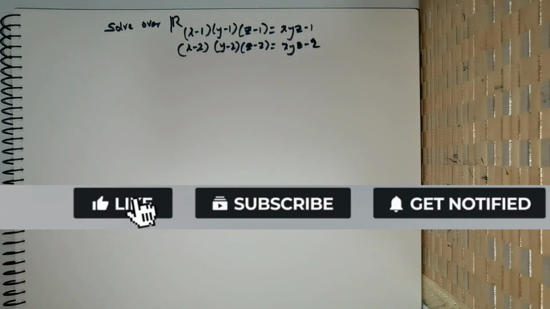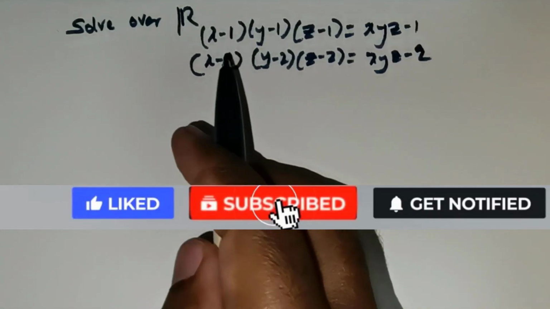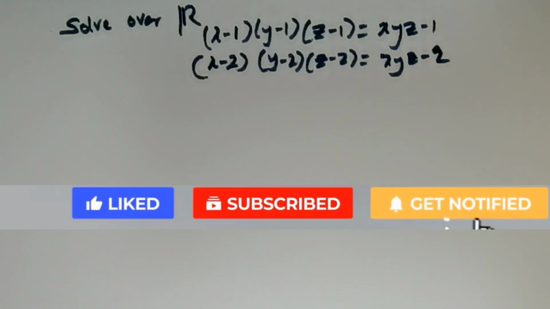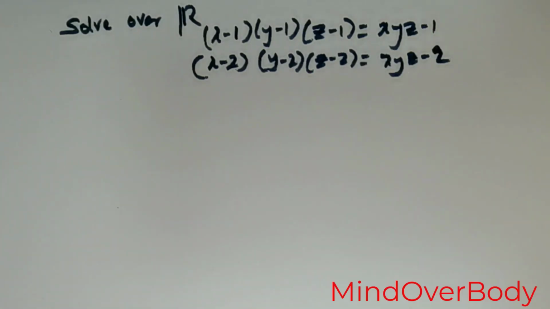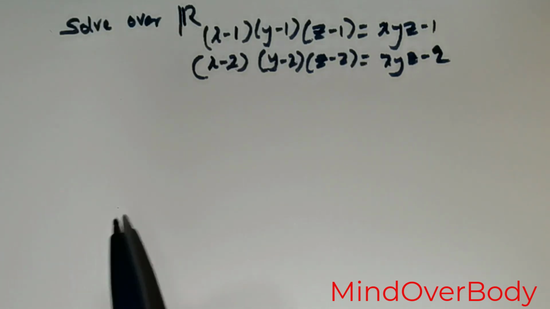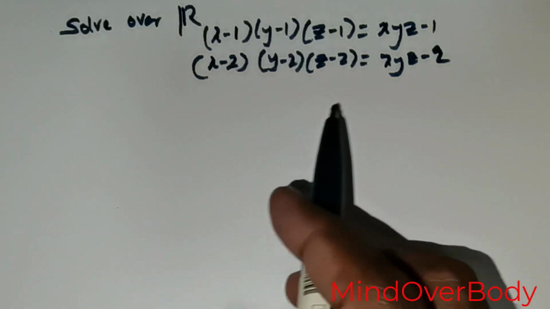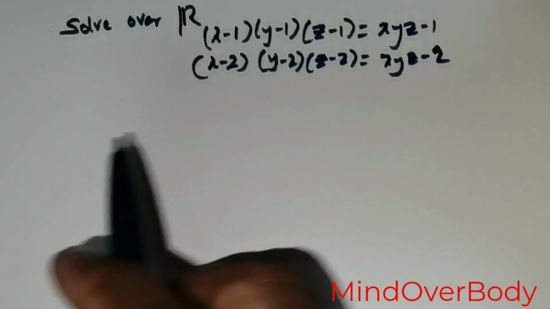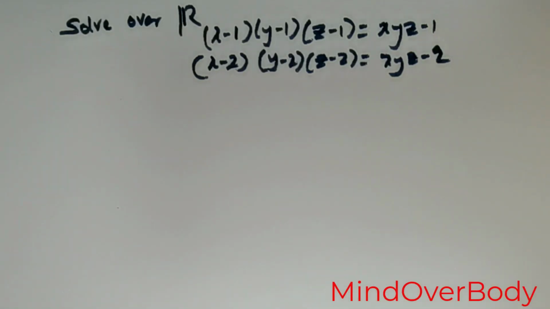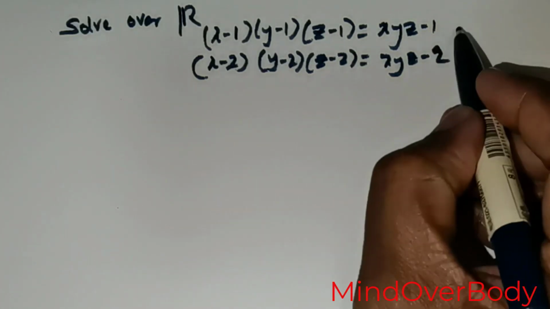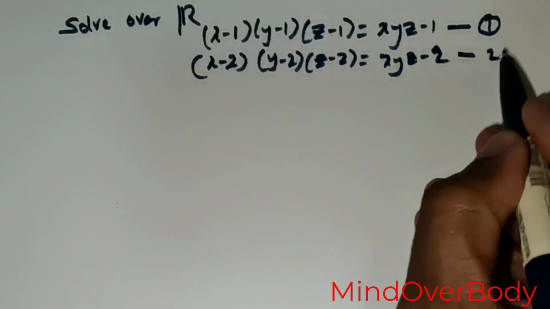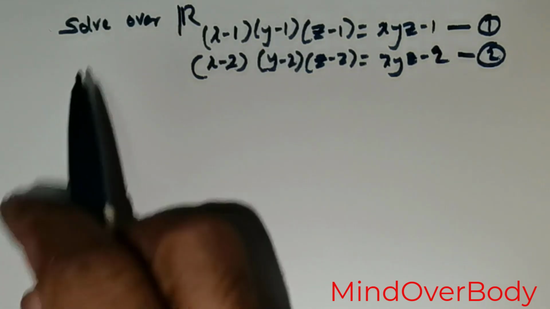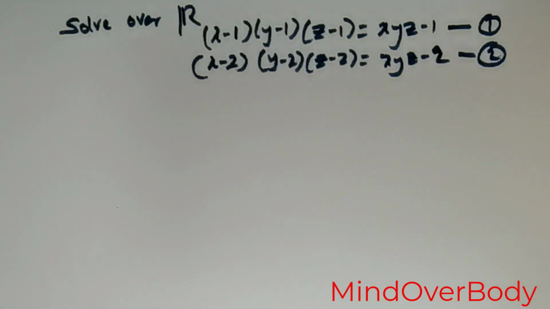Welcome students, we are given this question: (x − 1)(y − 1)(z − 1) = xyz − 1, and then (x − 2)(y − 2)(z − 2) = xyz − 2. We are asked to solve this equation. So we have equation 1 and equation 2, and the domain given is R, the real numbers.